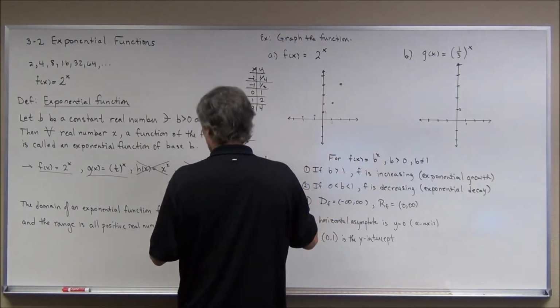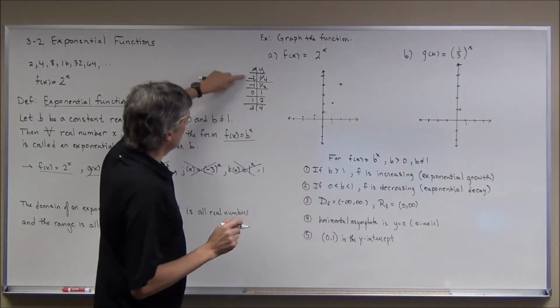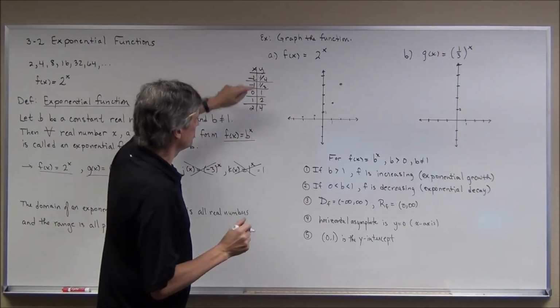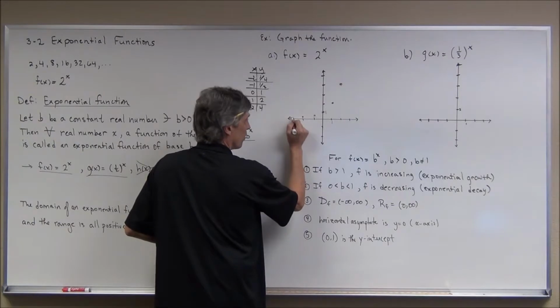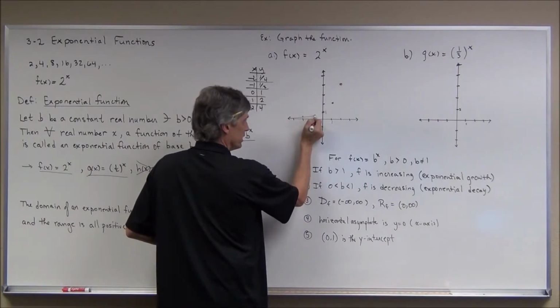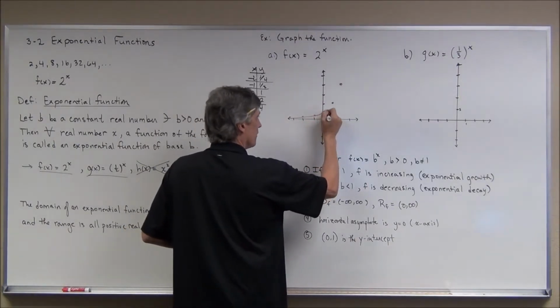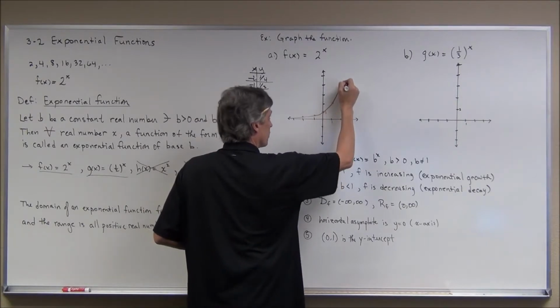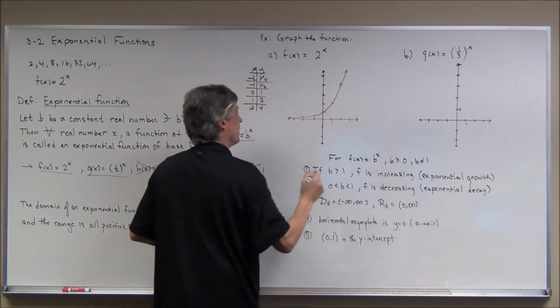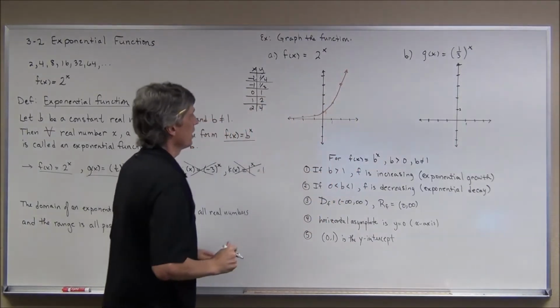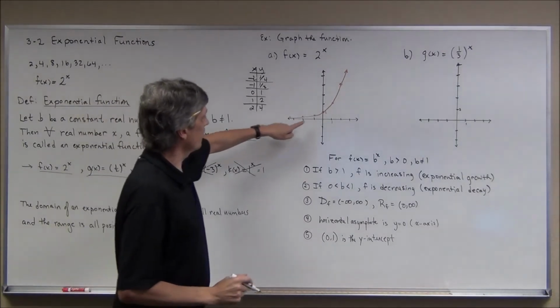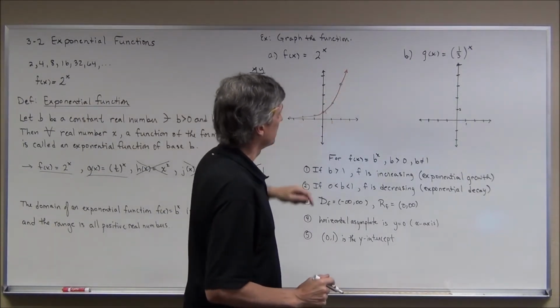And in fact, since I know that as this gets smaller, this is approaching 0, I have an asymptote effect. I have a horizontal asymptote here of the x-axis. And my graph is going to climb and get bigger and bigger and bigger. And that's what the graph is going to be. Notice how my graph from left to right is increasing.